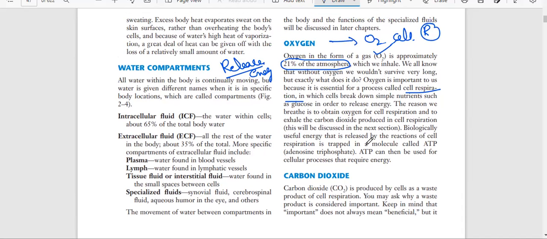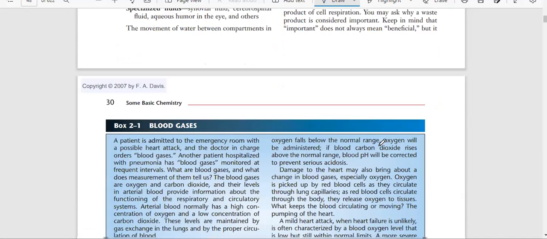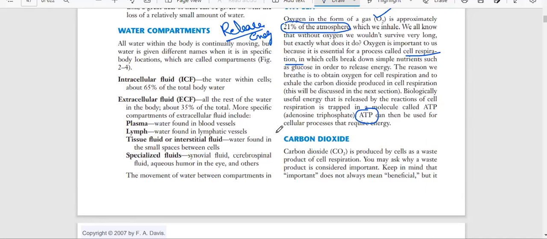So what is the name of this energy? The energy is ATP. This is the basic thing we have to understand. Later on, we will study it in depth in the respiratory system, in detail. So what is carbon dioxide? Carbon dioxide is a result of oxygen use. After oxygen enters, the cell utilizes the energy because of the oxygen, and the breakdown happens.